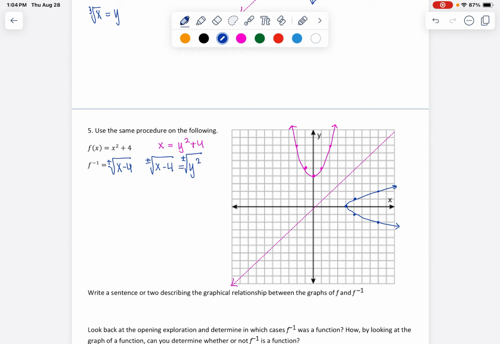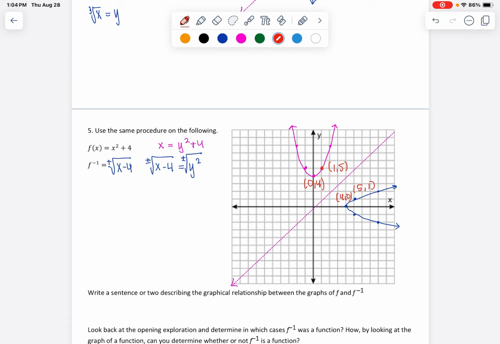So also please notice that this is the point 1, 5. And then this is the point 5, 1, right? This is the point 4, 0, and this is the point 0, 4. So all the x values and y values are switched, and the result gets a reflection over the line y equals x. Next it says write a sentence or two describing the graphical relationship between the graphs of f and f inverse. So all graphs f and f inverse will be a reflection over the line y equals x.